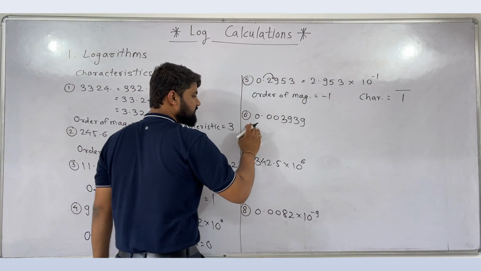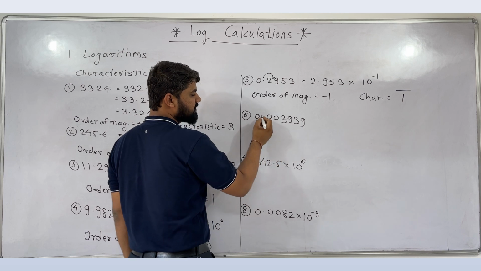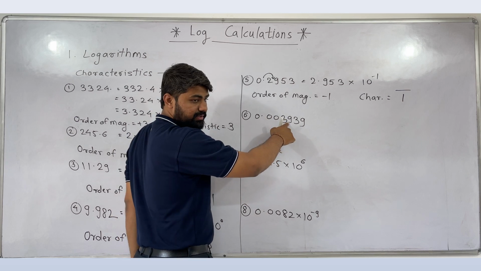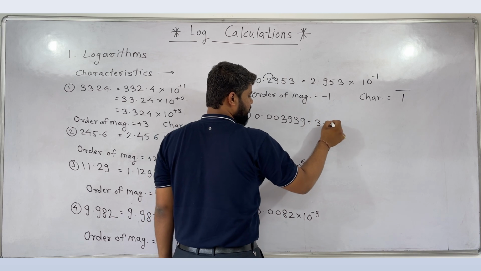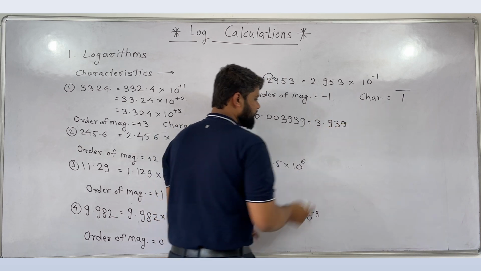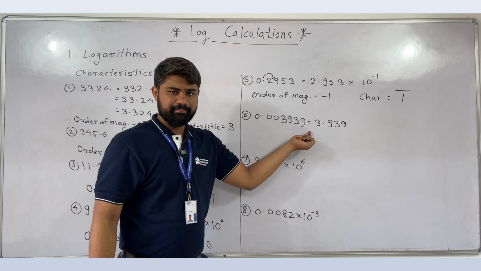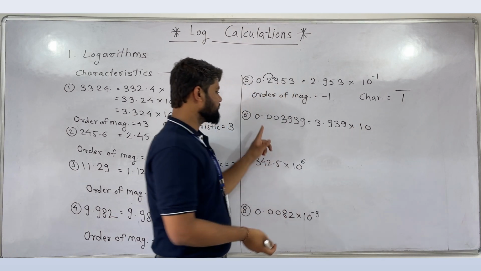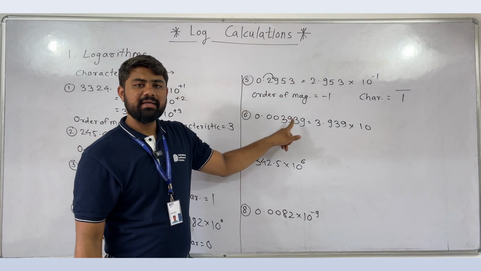Now let's see this another number. We have to shift this decimal point from here to here to here to here such that this becomes 3.939. We will get one non-zero digit to its left. But in this case, we have shifted the decimal point by 1, 2 and 3 places.